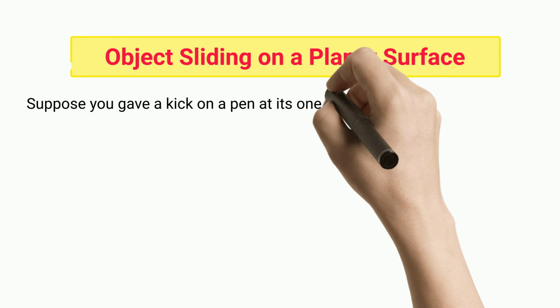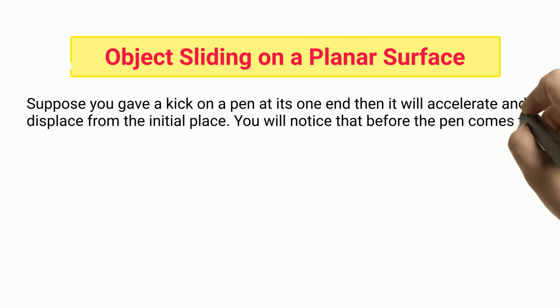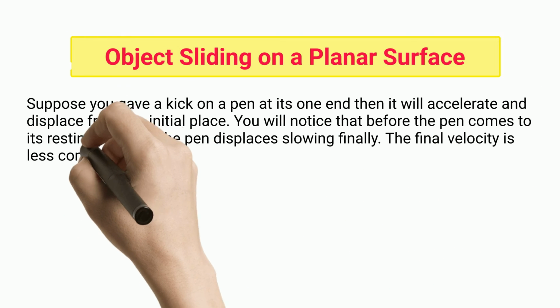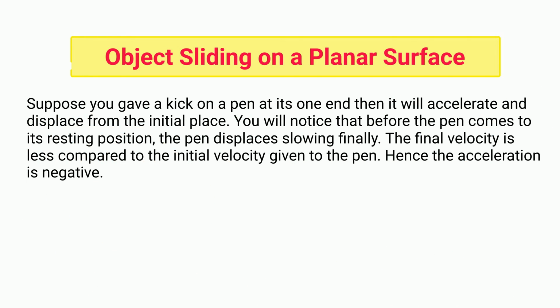Object sliding on a planar surface. Suppose you gave a kick on a pen at its one end, then it will accelerate and displace from the initial place. You will notice that before the pen comes to its resting position, the pen displaces, slowing finally. The final velocity is less compared to the initial velocity given to the pen. Hence the acceleration is negative.